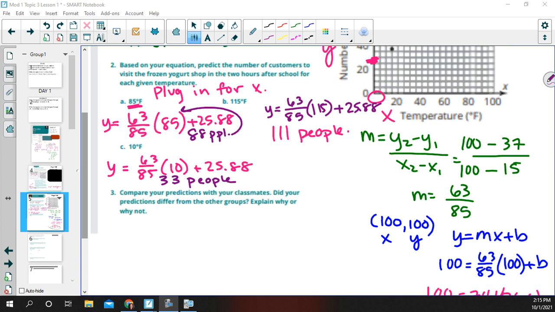It says, compare your predictions with classmates. Did we differ? Are we the same? Why are we differing? Well, we should be differing because if we chose different points, we're going to have different equations we're plugging into. So we're going to have different amounts of people. That's kind of what we're going to delve into. If I wanted a better equation where all of us are a little bit closer in our answers, how do we find a better y equals mx plus b equation?